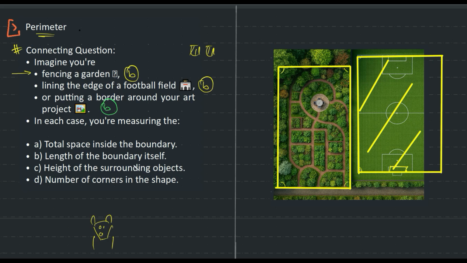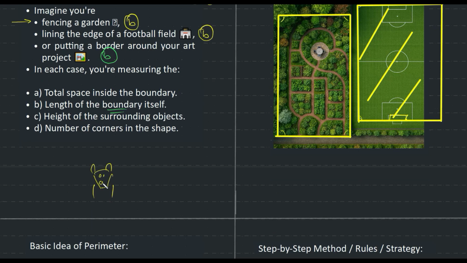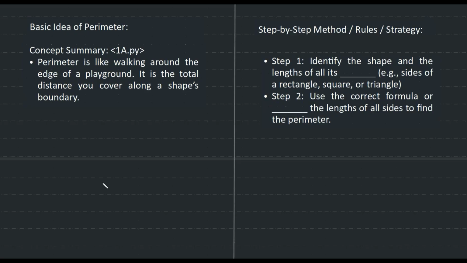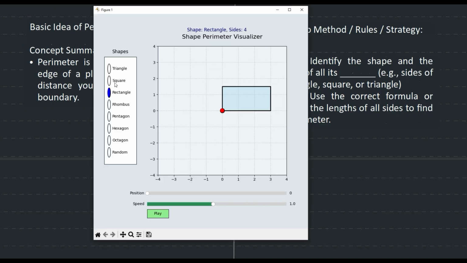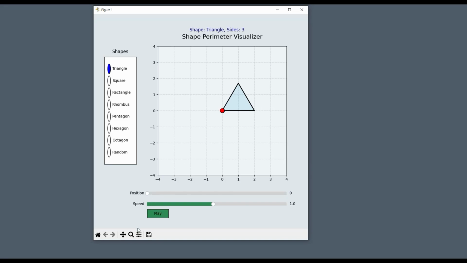So this boundary aspect is nothing but the perimeter of a given figure. The basic idea of a perimeter is that it is like walking around the edge of a playground or anything. You're just walking around. It is the total distance you cover along a shape's boundary. Okay, so I'll give you an example. This is a triangle. If I walk around this, I would be doing the following. So this is nothing but I covered the perimeter of the triangle.